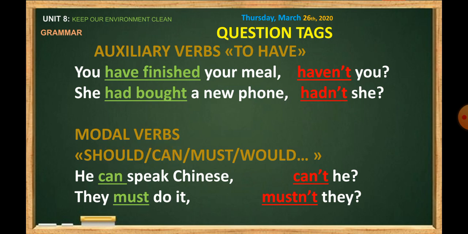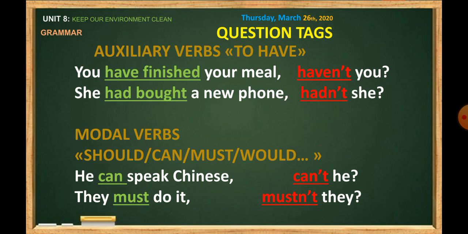شنو هما modal verbs? Modal verbs are like should, can, must, would, will, may, might, etc. هادو هما المودلز ولا modal verbs في الانجلي. If you have a modal in the statement, for example, can, it's the same thing. You apply the same rule. كتطبق نفس القاعدة. For example, he can speak Chinese. Can't he? هذا كان نيت اللي كتاخد كتزيد عليه not.